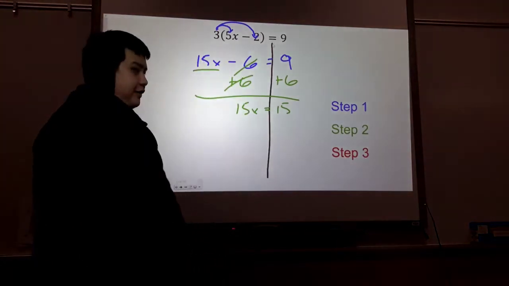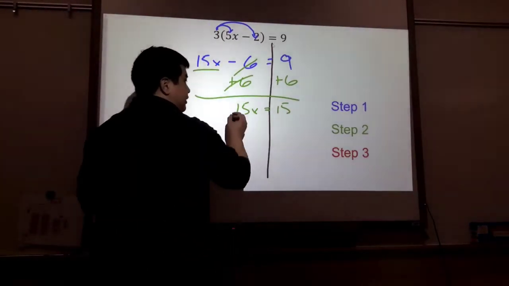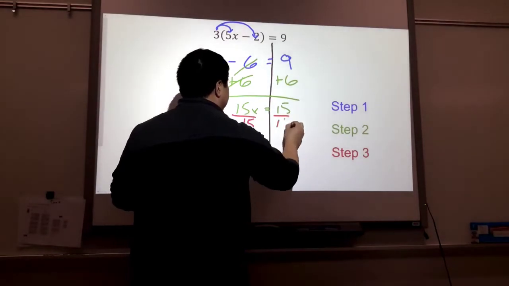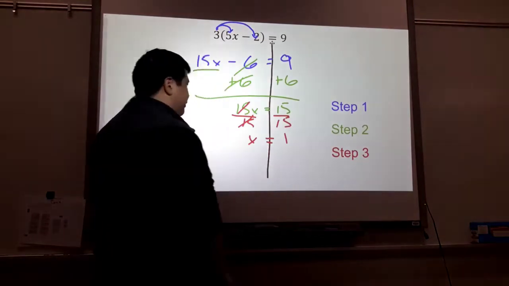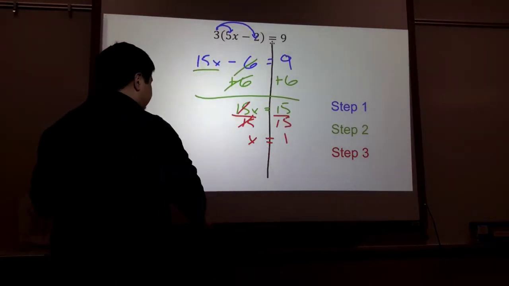Finally, we need to isolate the variable, step 3. And we're going to divide by 15 on both sides. And get that x equals 1. So 15 divided by 15 is 1.